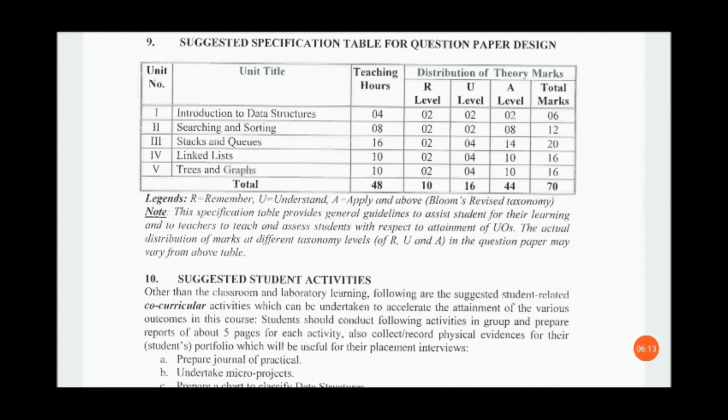And the last point I want to discuss is about total marks allotted for each chapter. For the first chapter there are 6 marks, second 12 marks, third one is for 20, the third one is having the highest marks, fourth chapter is for 16 marks, fifth chapter is again for 16 marks. So total five chapters there are 70 marks, and out of these 70 marks you have to get 28 marks minimum.